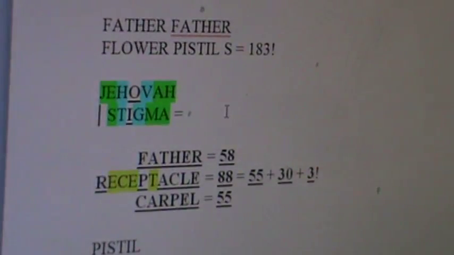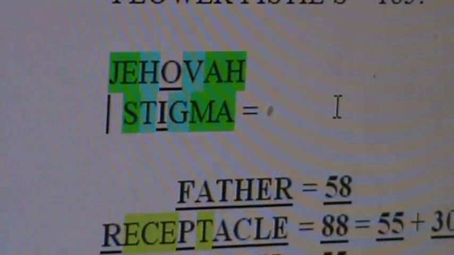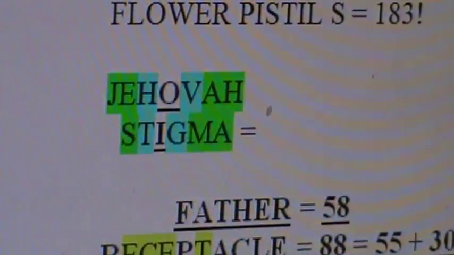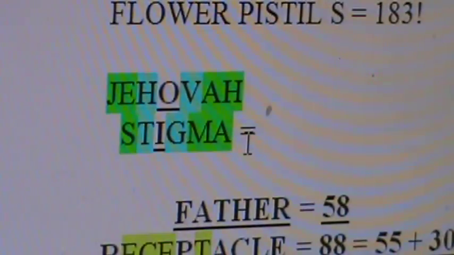Okay. The stigma, which is in fact the very tip of the carpal in a flower, on top, is what receives the pollen. I gotta brush up on my Jehovah equals the stigma. Wow.